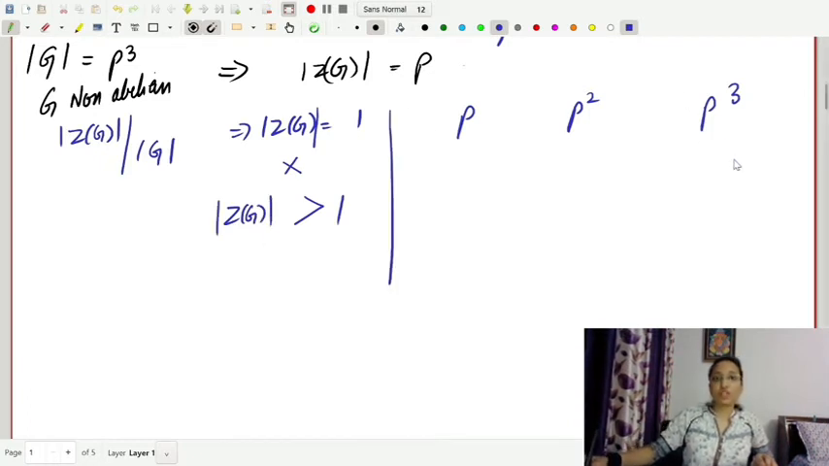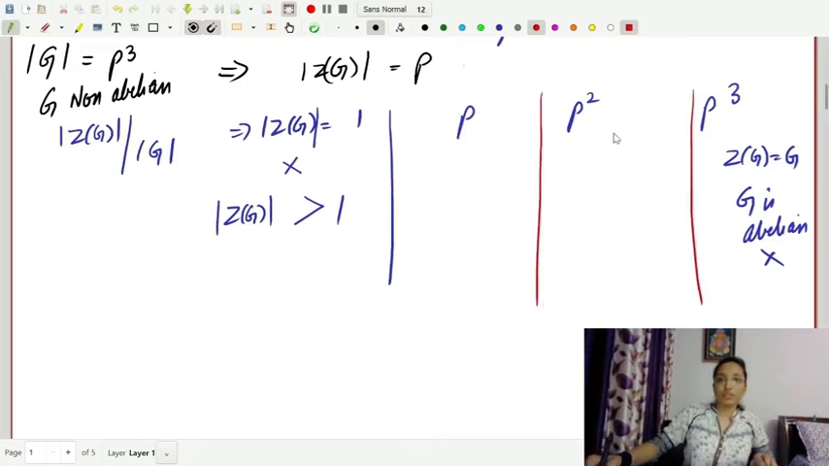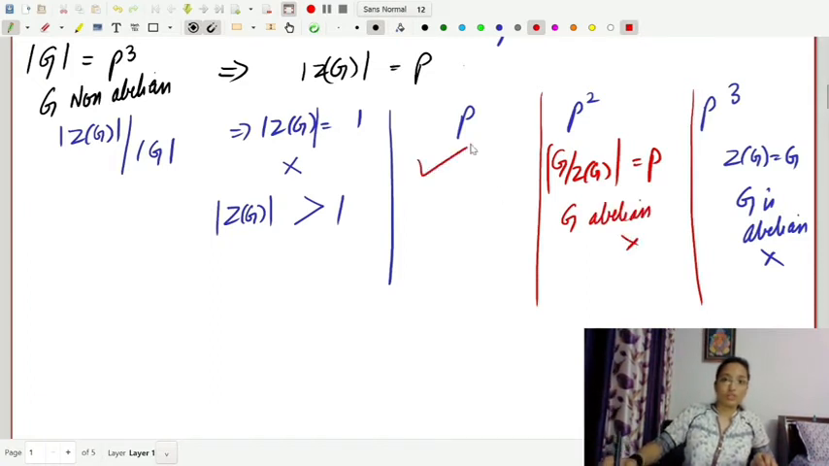And if it is PQ, it implies the center of G is equal to G and hence G is abelian. This is not so since G is non-abelian. And if it is of order P square, then G by the center of G has order P, which is prime. Therefore, G is abelian, which is not so. And hence, the only choice we have left is that the center of G is of order P.